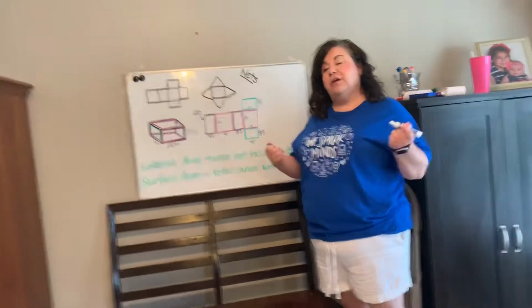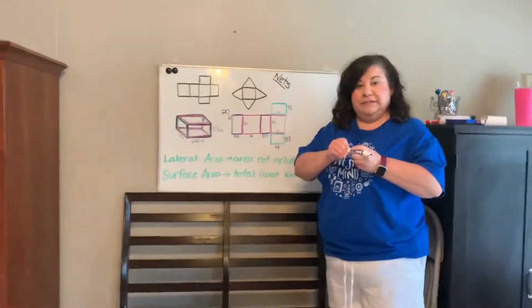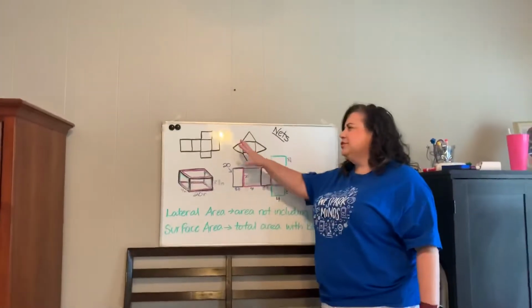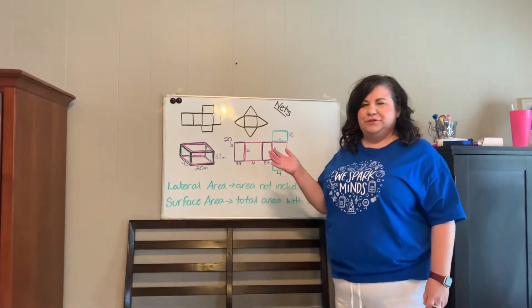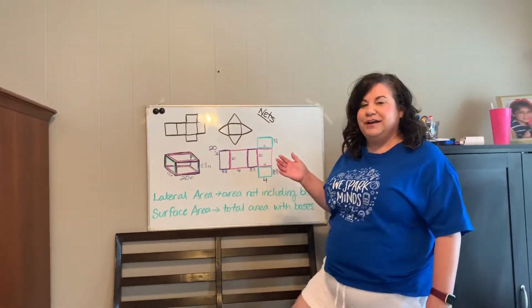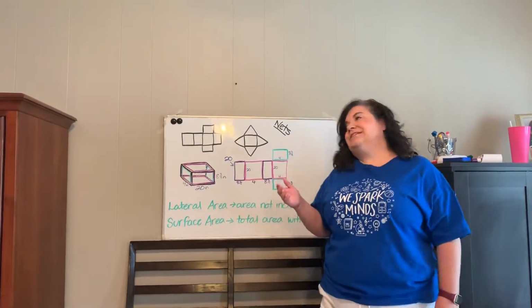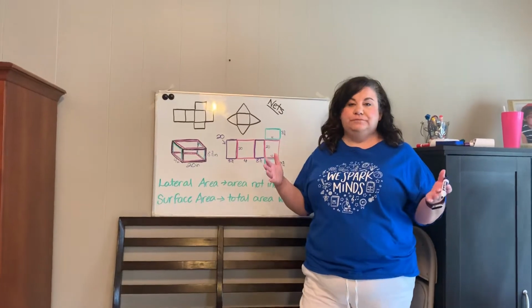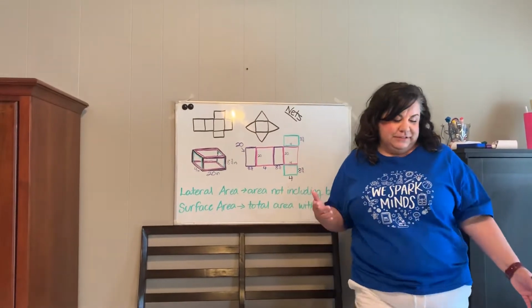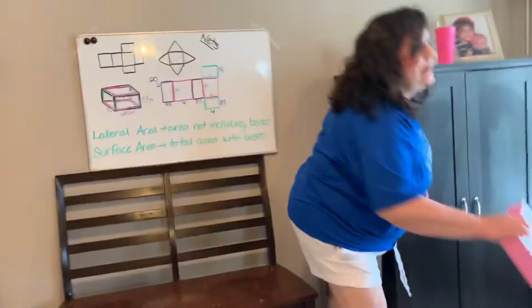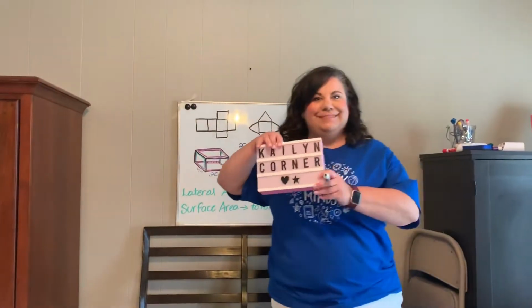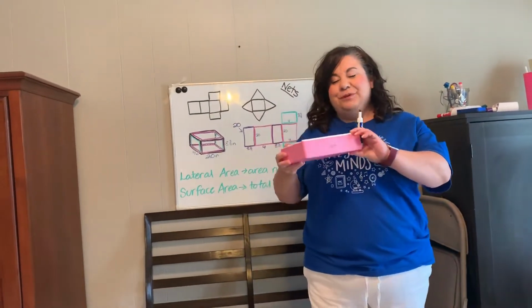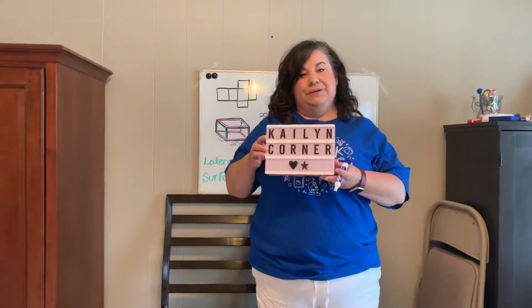So today we're going to talk about nets and surface area. Now, nets are relatively easy. It's one of those things that I know y'all love to do on IXL because they're pretty easy. A net is just going to take a solid figure like a rectangular prism. For example, this box, Kaylin's corner. This would be an example of a rectangular prism, okay?